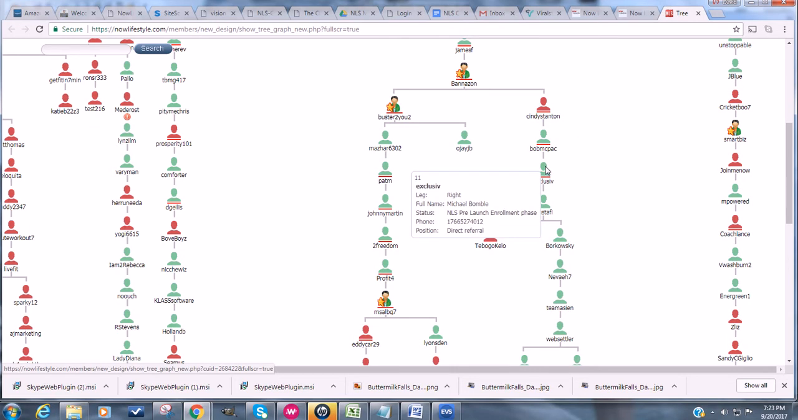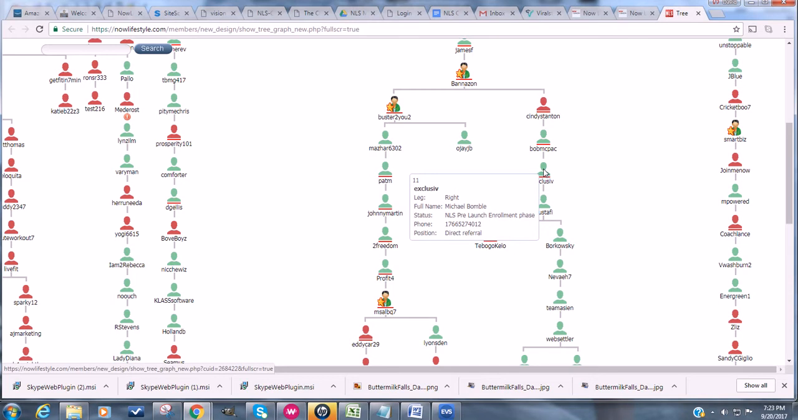If you go down and look at the people in your legs that say NLS pre-launch enrollment phase, Michael, for example, may have the ability to earn 20% commissions based on the modification of the comp plan, but he's not really part of the ability to earn binary commissions because he's not paying in month after month with the autoresponder tool.